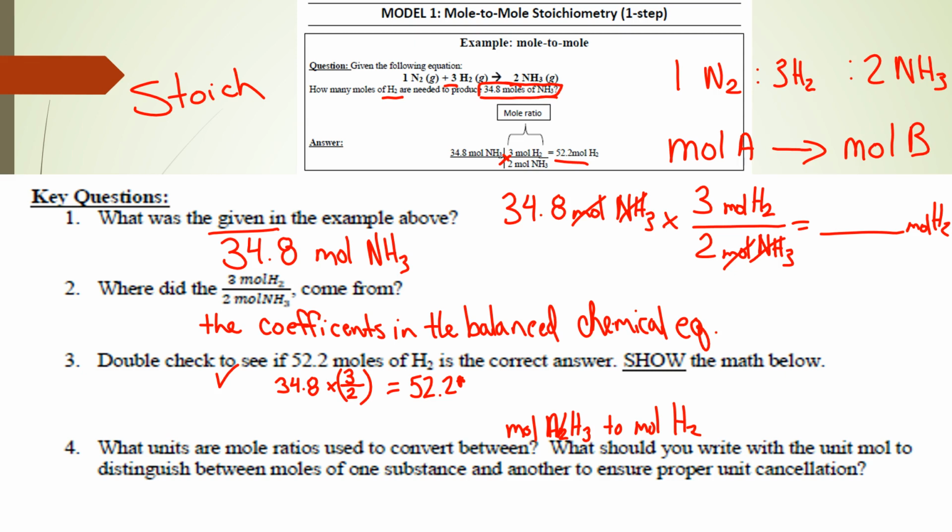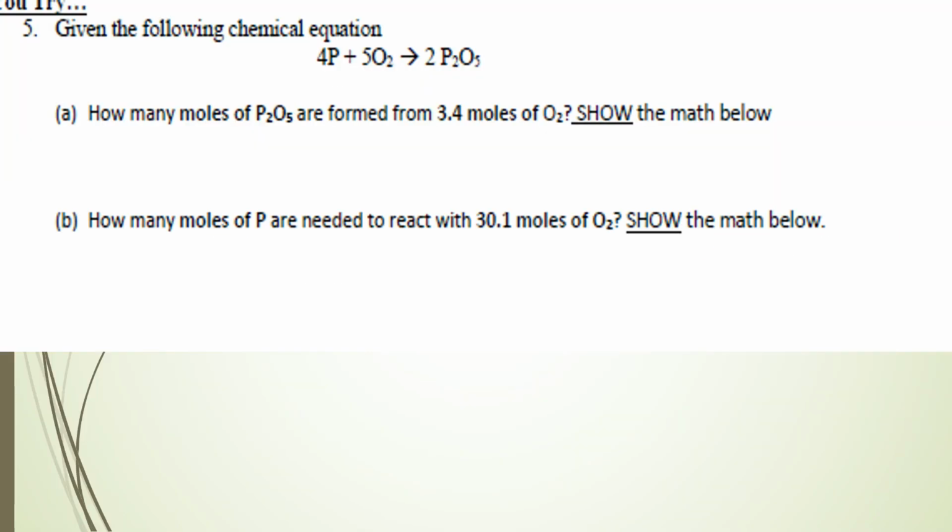Flip over to the next page. We're going to do one together, and then I'm going to give you a practice one, and then I'll sign the ones for later. Looking at number 5, we are given that 4 moles of phosphorus reacts with 5 moles of O2 to produce 2 moles of P2O5, diphosphorus pentoxide. The question asks us, how many moles of P2O5 are formed from 3.4 moles of O2? So what is my given? Where am I starting from?